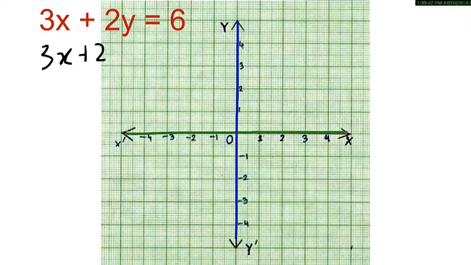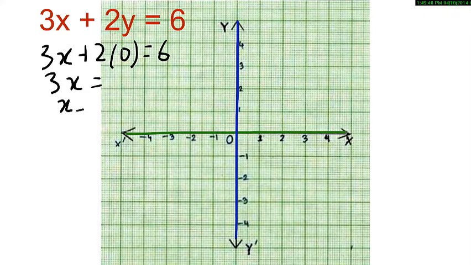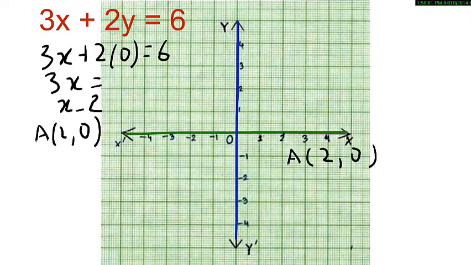3x + 2 × 0 = 6, or 3x = 6, or x = 2. So the point A (2, 0) lies on this line. So right here we can mark the point A (2, 0).